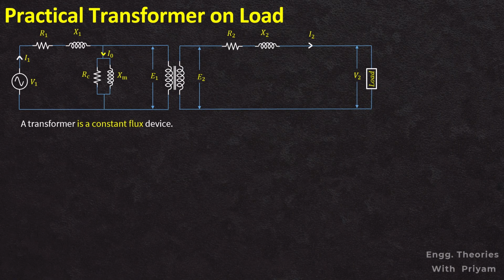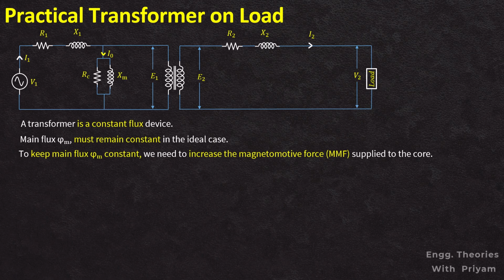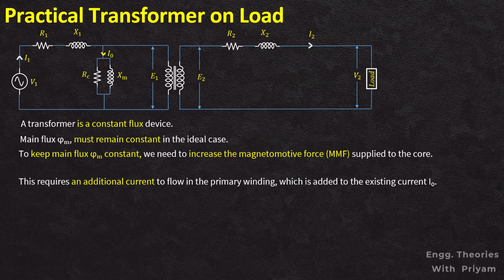That means the flux in the main core phi m must remain constant in the ideal case, or nearly constant in the practical cases. To keep the flux in the main core, which is phi m, constant, we need to increase the magnetomotive force supplied to the core from the primary winding. This requires an additional current to flow in the primary winding, which is added to the existing current I0. This extra current generates additional MMF in the primary winding.